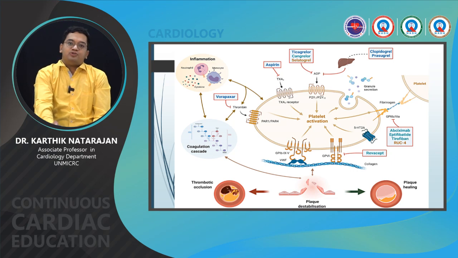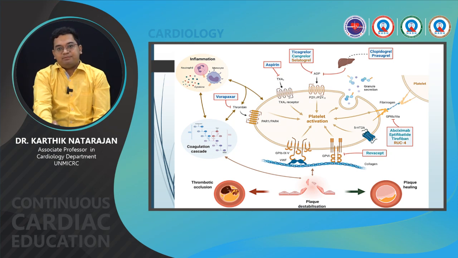This chart shows you the mechanism of action of all the antiplatelets. I will not go into the detail, but this is a very basic diagram which shows that whenever there is a plaque destabilization, there is either a thrombotic occlusion giving rise to an ACS, or there is plaque healing which may give rise to chronic coronary syndrome in the future.